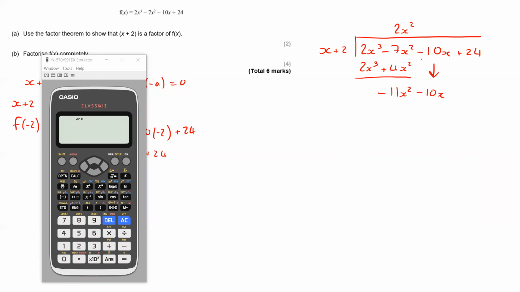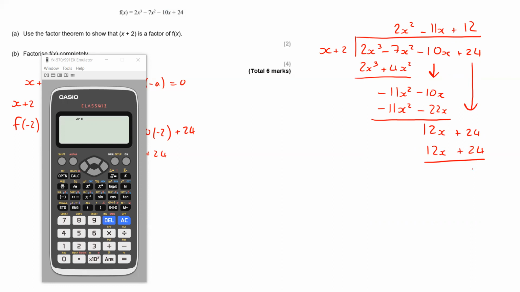x into minus 11x squared gives me minus 11x. And then multiply through again. So I get minus 11x squared minus 22x. And minus 10 minus minus 22 gives me 12x. Again, I'm just going to put that line in just to show I've subtracted. And then I'm going to bring this other term down here. Finally, x into 12x gives me a positive 12. And then multiply through gives me 12x plus 24. A number take away the same number is always 0.